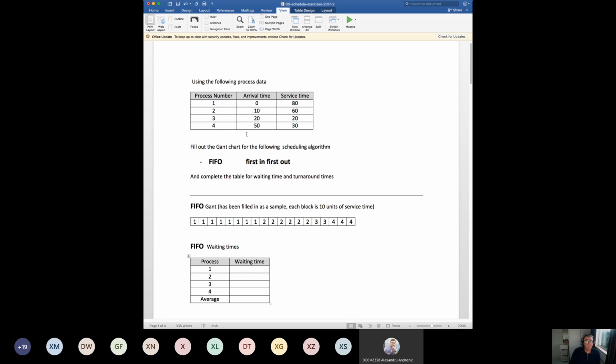So let's have a look at the first one. All right. Using the following data, we have 4 processes. We have arrival times that are not 0. One of them is. We have service times that are all variable, and fill out the Gantt chart. First in, first out. Okay. So this one I have filled out for you, but let's work through it. If I hadn't filled it out, right, this is first in, first out.